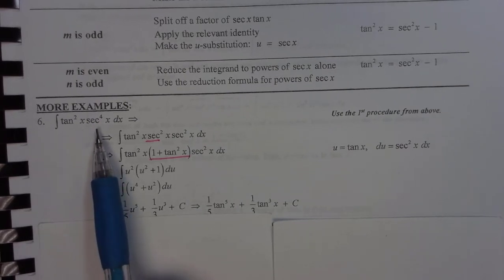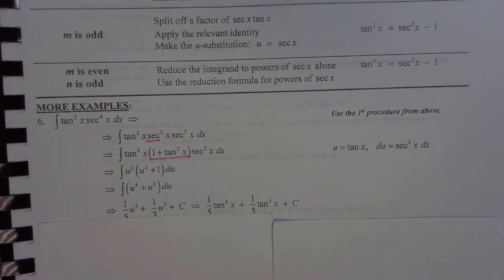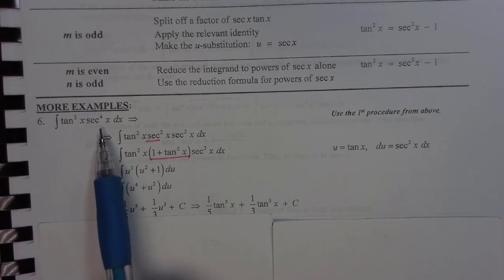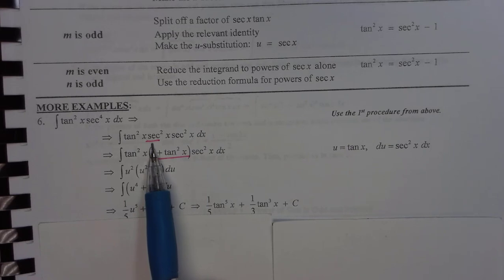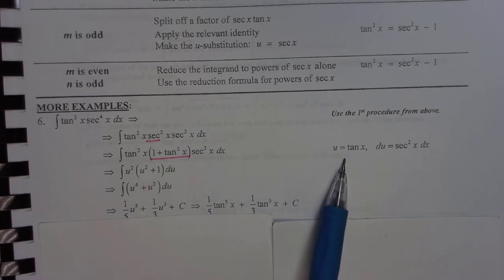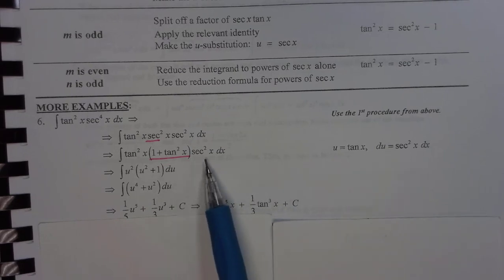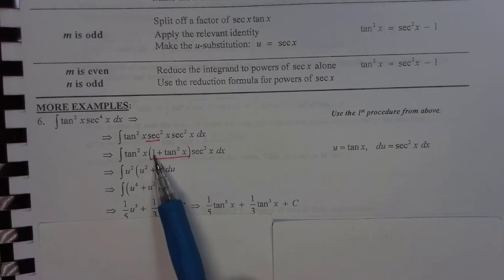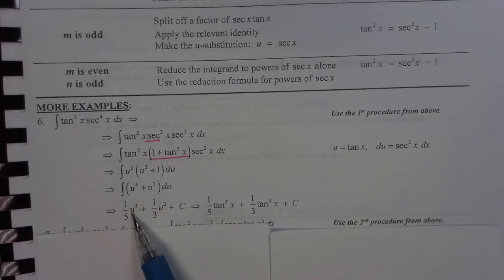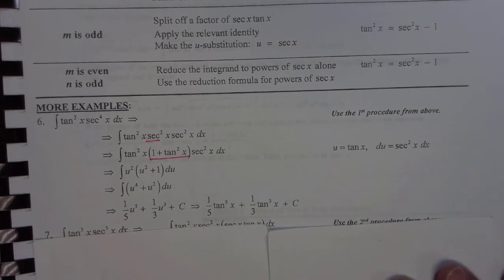Tangent squared x times secant fourth x dx. All right, n is even. I'm going to split off a factor of secant squared of x. This allows me to take this one and do a Pythagorean substitution. Now my u is going to be tangent x. My du is secant squared x dx, which I have, so there's my du. This is u squared times 1 plus u squared, or u squared plus 1. Distribute u squared, anti-differentiate, and go back to substitute in for u.